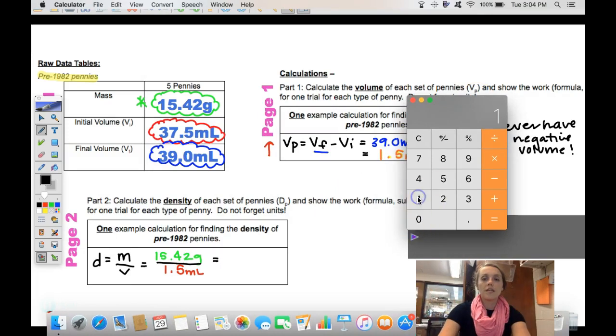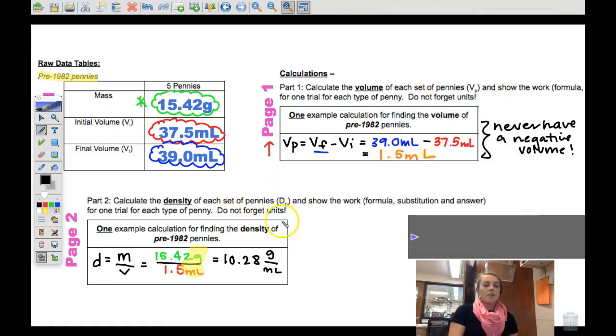So 15.42 divided by 1.5 is equal to 10.28. So this is my numerical answer. But because I'm solving for density, I know I have a derived unit, and I look at what I'm given, and it's grams per milliliter.